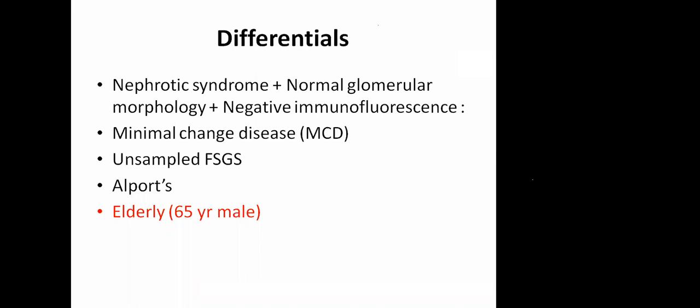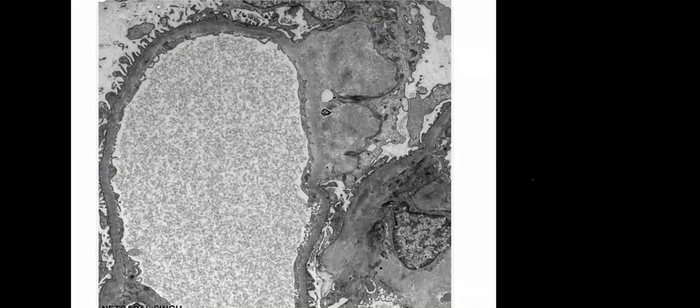So in an elderly patient, whenever there is a nephrotic syndrome, before we label them as either MCD or unsampled FSGS, we need to be very careful that we are not missing anything. When we did electron microscopy, it showed this GBM, which is fine, with preserved foot processes. And suddenly you see in this area there is something, and this appears to be towards the subepithelial side. When I went to higher magnification of this area, there are fibrils which are randomly arranged.